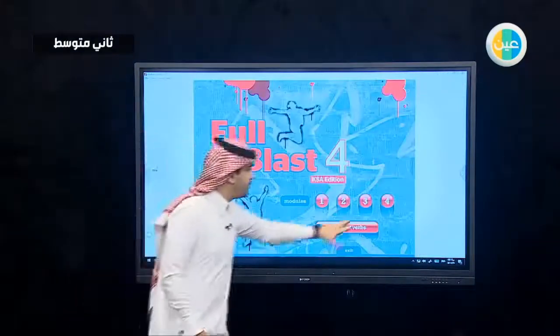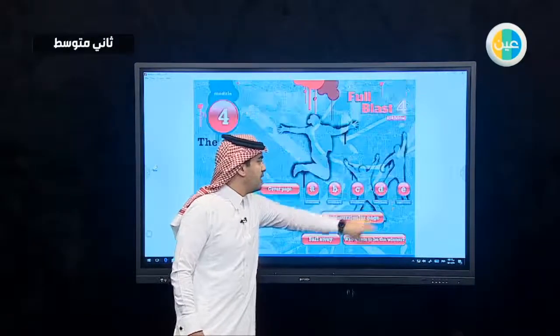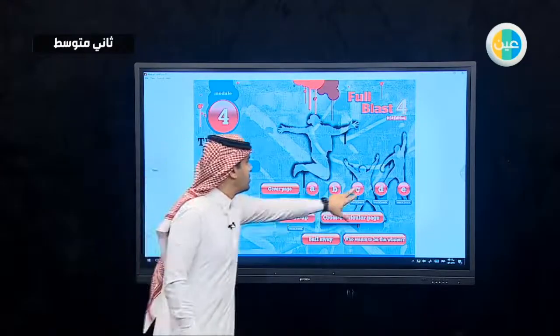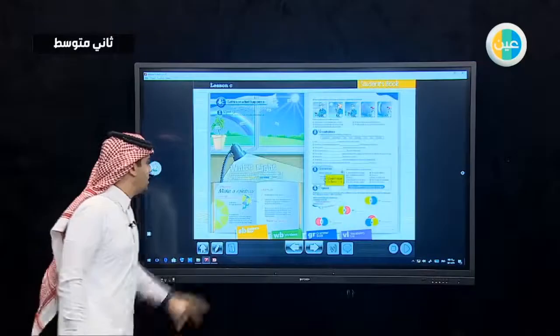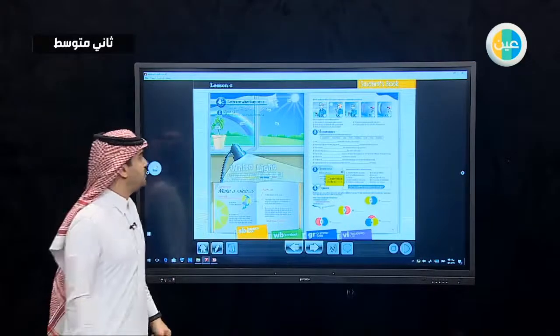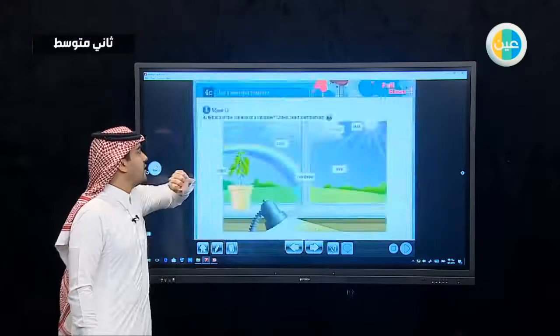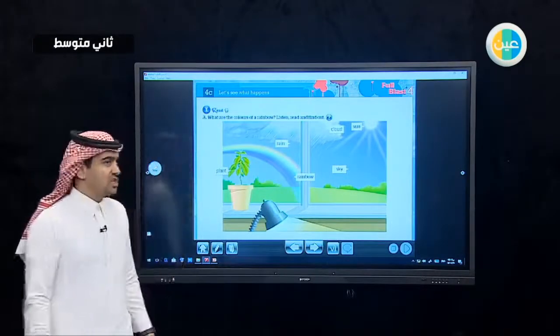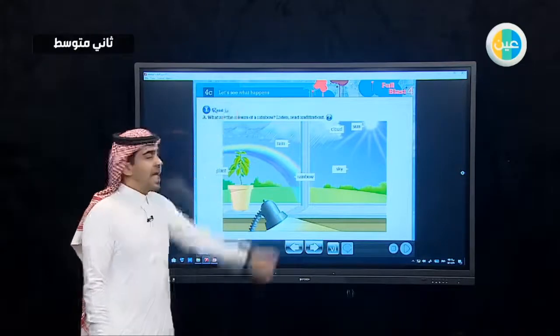Okay, so if you have your book or your textbook at hand, please open your book to lesson 4C and you will see it like this. It's on page 52. So please open your book to page 52 and we are going to talk about this lesson. Okay, so as the title suggests, let's see what happens.